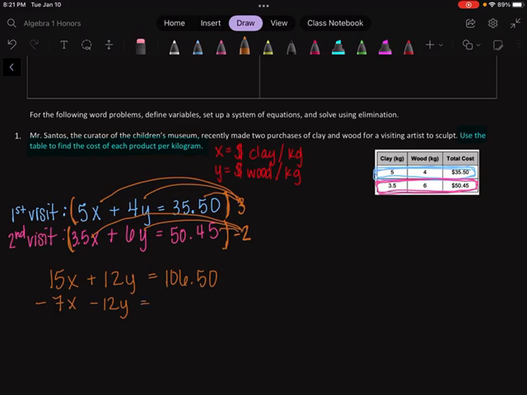is negative 100.90 if I want to. Okay? Now I can go ahead and solve. My y's cancel. 15 minus 7x is 8x.